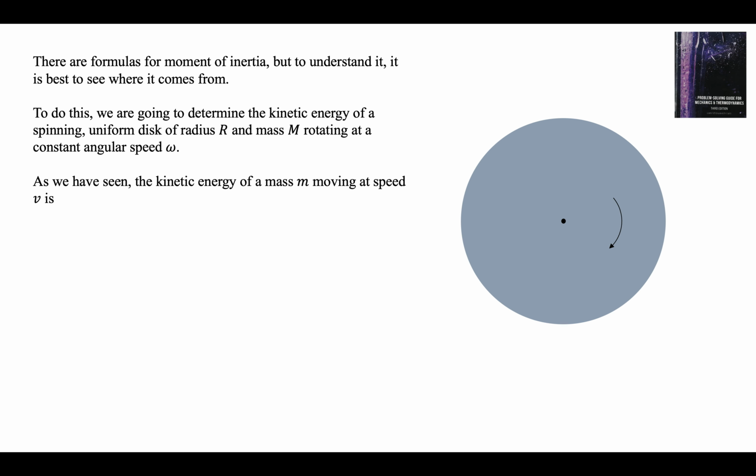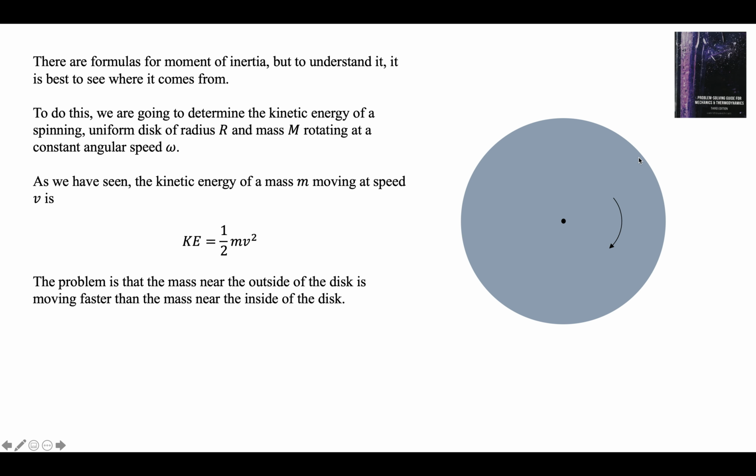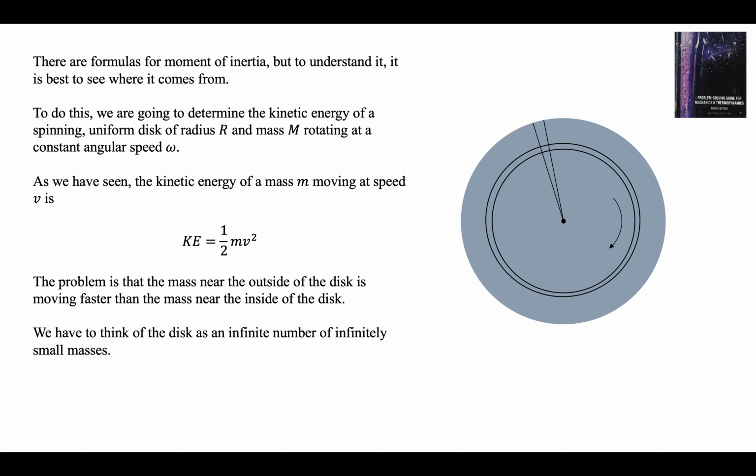We've seen previously the kinetic energy of a mass m moving at speed v is 1/2 mv squared. The problem here is that the outside of this thing is moving faster than the inside. Inside's moving slow. Outside's moving fast. So what speed do we plug in? So we're going to think of the disk as an infinite number of infinitely small masses. We're going to divide it up into an infinite number of pieces, and we're going to calculate the kinetic energy of each piece, and we're going to sum them all up.